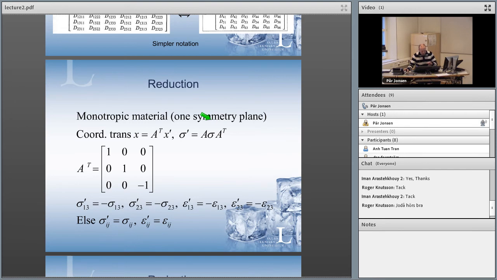And if you do this transformation, you will see that some of these positions will be the opposite. It's not symmetric. So for example, you have to do this transformation here. And if you do that, you will have sigma prime 1, 3, you have the negative value here. So it's not symmetric. And also on this position, 2, 3, it's unsymmetric. And also for the strains, you will have 1, 3, and 2, 3. It will be the opposite. But for the rest of the positions, it will be exactly the same. So there you have the symmetry.